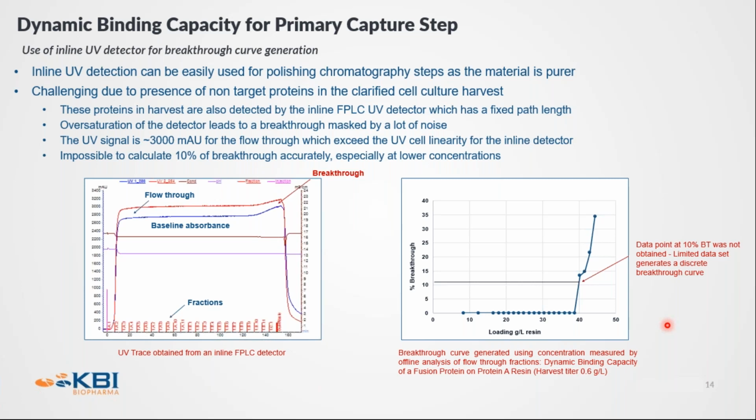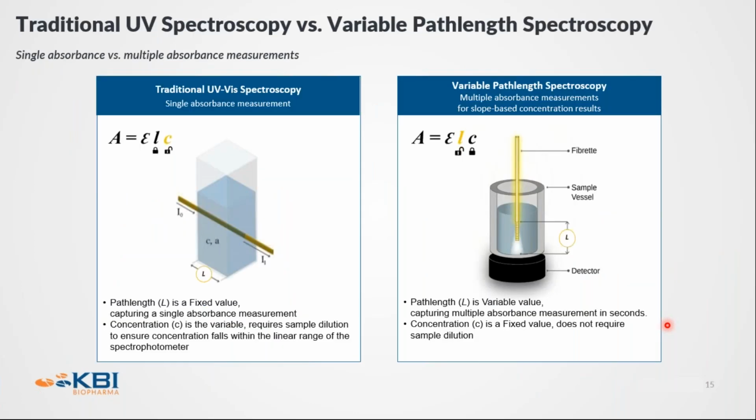So you can see that using traditional methods, there are a number of disadvantages which we have faced. In addition to the time and the resources used, we are also sometimes not able to predict the DBC accurately. So the answer to that is the use of variable path length technology, which removes the disadvantages associated with the fixed path length inline UV detectors.